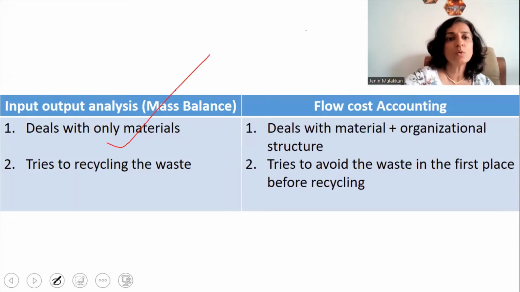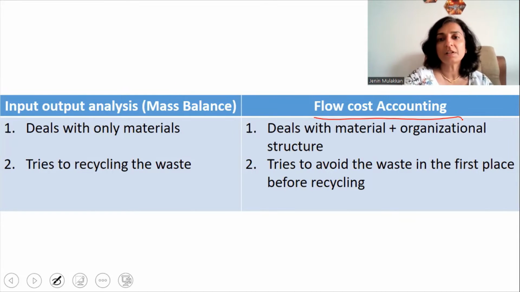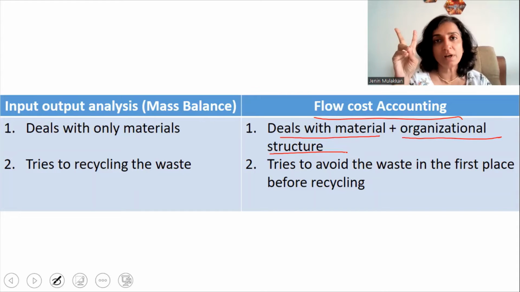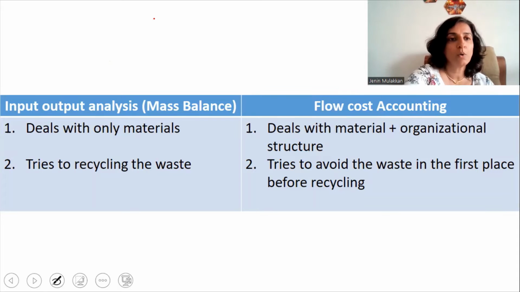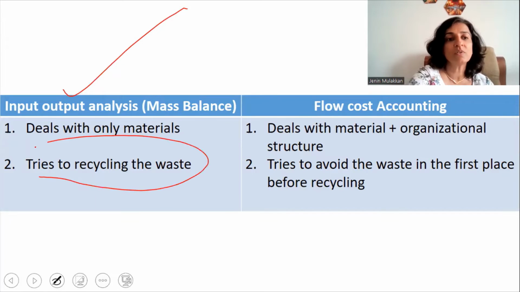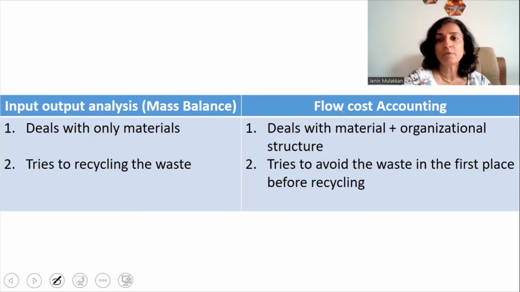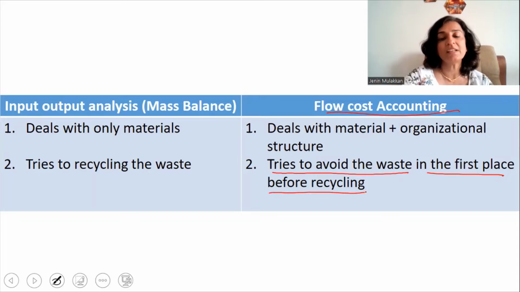Now let's take a quick look about the difference between the two methods, that is the input-output analysis and the flow cost accounting. Now, input-output analysis deals only with materials, but flow cost accounting deals with the materials plus the organizational structure. We saw two additional columns. One is the system cost and the disposal cost under flow cost accounting. Now, input-output analysis tries to recycle the waste, but under flow cost accounting, it tries to avoid the waste in the first place before recycling.